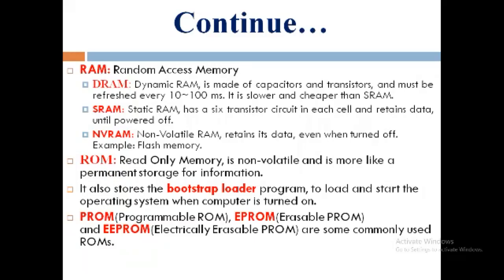Then the second RAM is SRAM, that is static RAM, which has a 6 transistor circuit in each cell and retains data until powered off. Then the third type is NVRAM, that is non-volatile RAM. It retains its data even when turned off, for example, flash memory. Then ROM, read-only memory, is non-volatile and is more like a permanent storage for information.